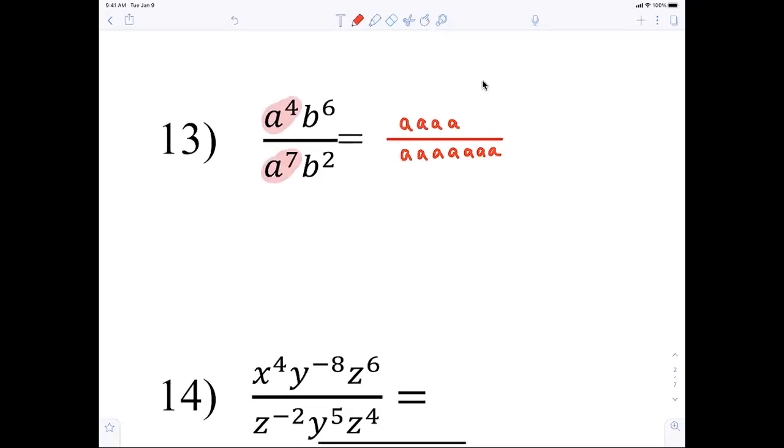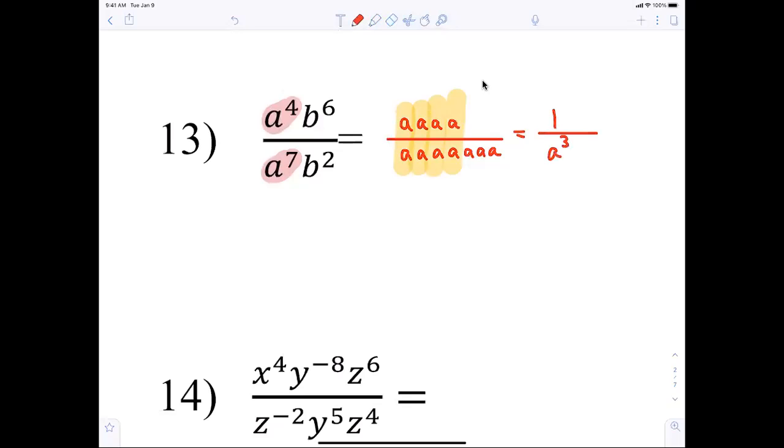So what do you think I can do with this a, this a, this a, and this a? They cancel out. That's how they figured out the rule. So this would be 1 over a to the what? Third. Notice there are more a's in the denominator, so you leave them in the denominator. I don't know why that's tricky.